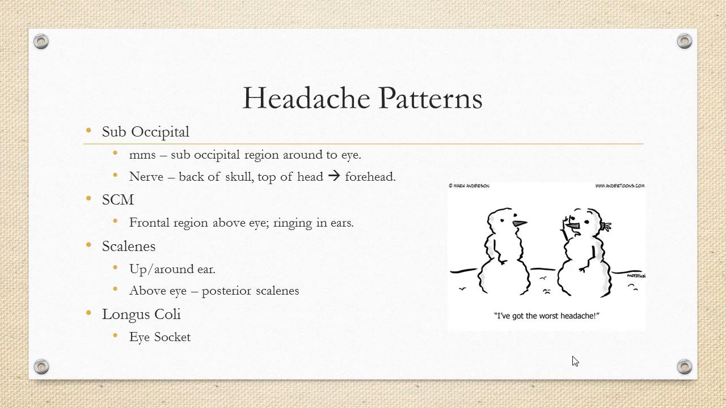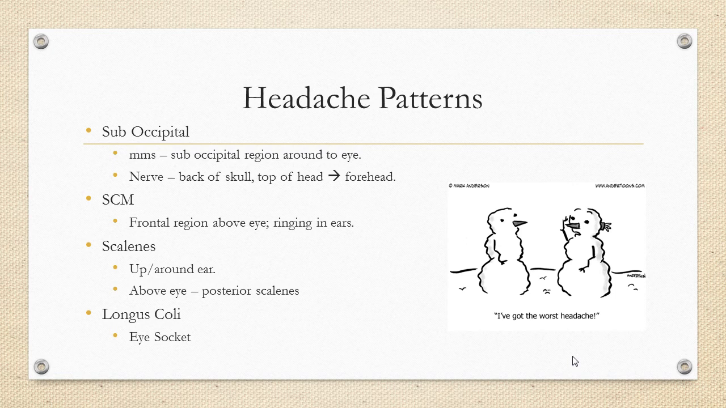We often may see our patients specifically for headache pain, or this may be a secondary pattern or complaint. Since headaches can be quite frequent, it's important to know particular patterns that headaches can take, and that will help you as a clinician determine what areas you need to go look at to check for dysfunction. The suboccipital headache is probably the most common. If the muscles are irritated, you typically get this pain in the suboccipital region that goes around to the eye. If the actual suboccipital nerve is being impinged, you typically get the back of the skull, the top of the head around to the forehead.